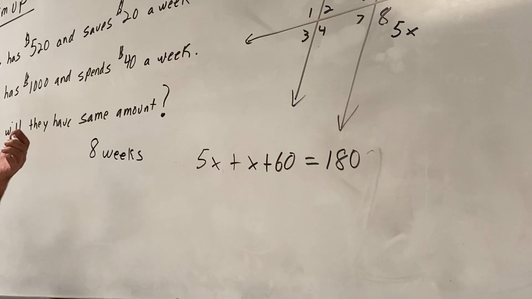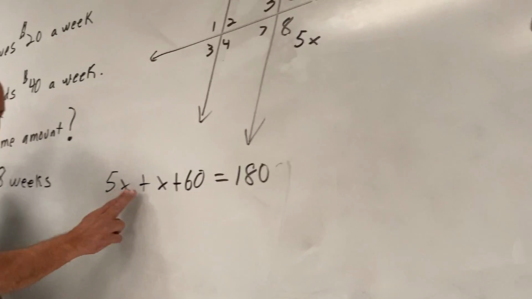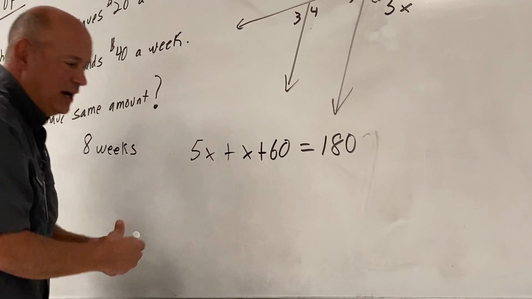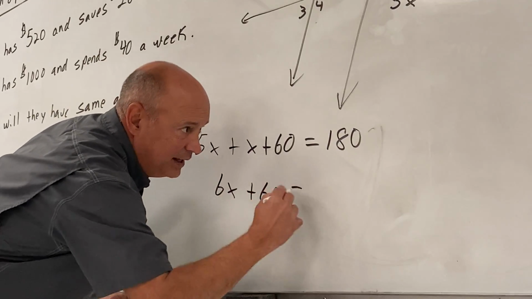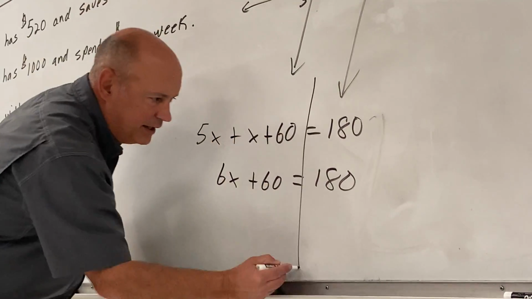Now, what do we have? We have an equation. Can't we solve any equation in math? Yes. All right, what do we need to do here? Add them. What's 5x plus one more x? 6x plus 60 equals 180. What do we do now? I'm going to draw a line here.